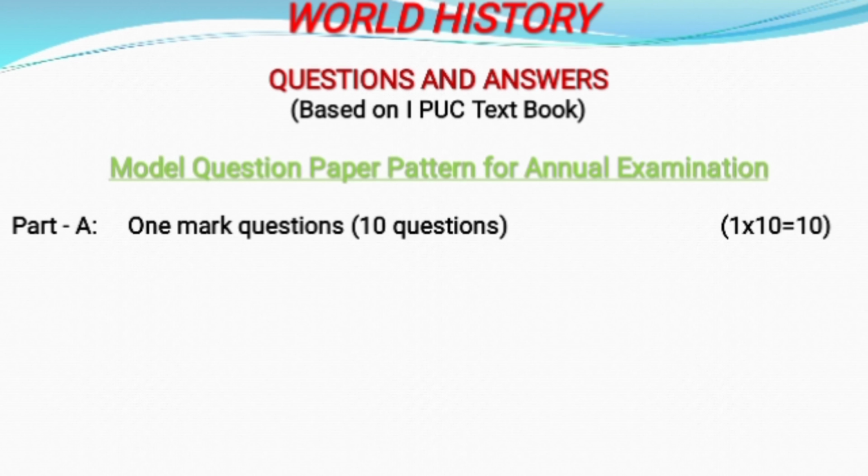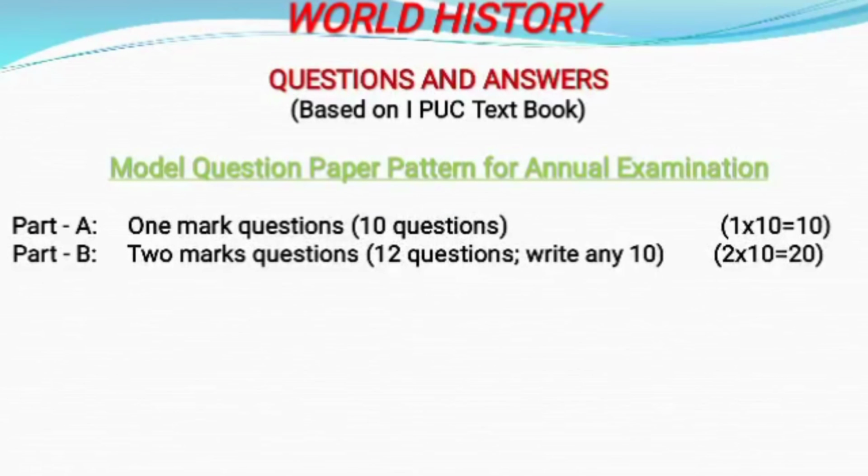Then Part B, the second one. In the Part B section, a total of 12 questions are there. Write any 10 questions. Among 12 questions, you should write any 10, and these questions relate to 2 marks. Therefore, you should write in 2 sentences or 2 words each. 2 into 10, total 20 marks. So 2 marks questions, total 10 questions and 20 marks.